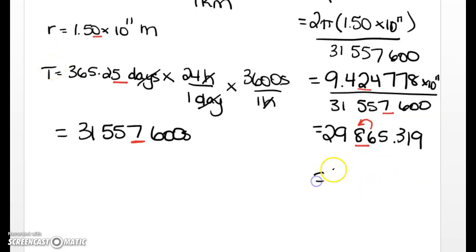So here we get 29,900. Or we could put this into scientific notation where we have 2.99 times 10 to the 4, and our units here are in meters per second.